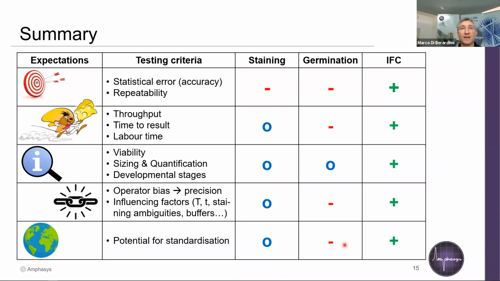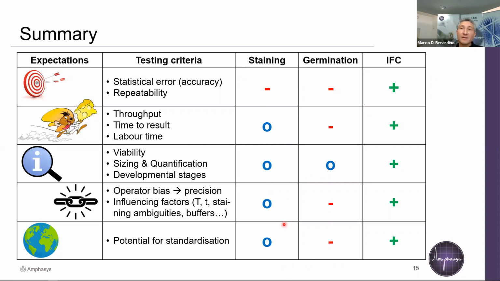I have shown here some examples of nice correlations between IFC and staining, as well as for IFC and germination. Nevertheless, I would definitely say that there are some serious limitations in the staining and germination methods. IFC in this regard, mainly looking at parameters like accuracy, repeatability, throughput, time to result, or even labor time, and last but not least, also the robustness of the system, is a much more powerful tool than in vitro pollen analysis by germination or by staining methods.